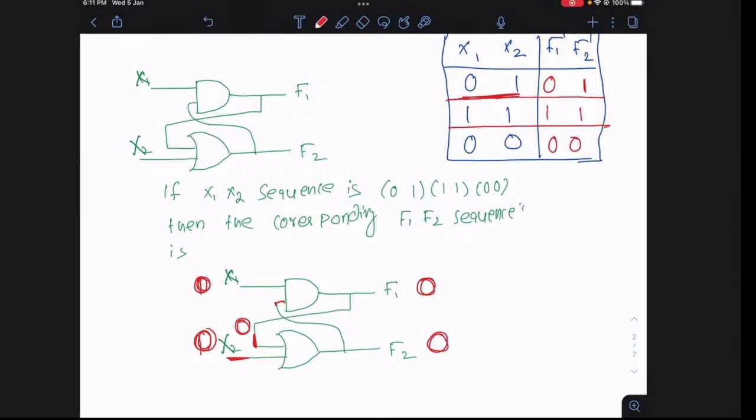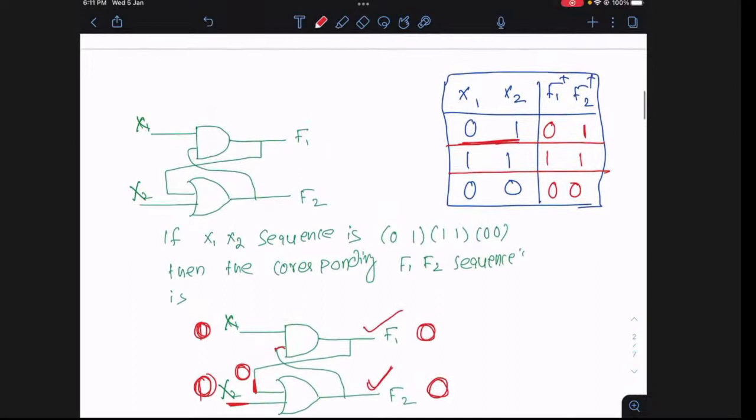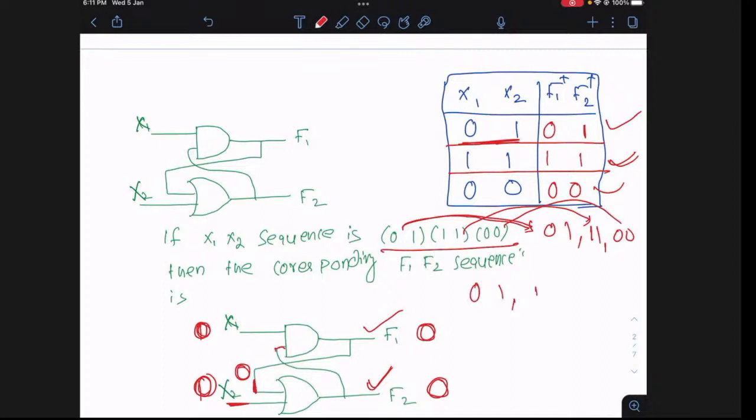You are not supposed to be surprised, like how, sir, these are not coming complement to each other. That's what I'm saying. It is not a rule that this and this will always be complement to each other. It may not, depending on the situation. So what I can tell is, here if the input sequence is 0, 1, the corresponding next state is 0, 1. Then the input is 1, 1, and for 1, 1 the next state is again 1, 1. And then the input is 0, 0, and for 0, 0 it is 0, 0. So if the input sequence is this, then the corresponding sequence of F1, F2 is also the same: 0, 1, 1, 1, and 0, 0.